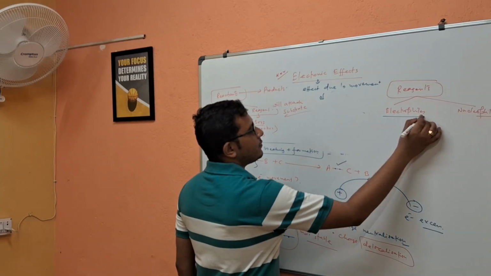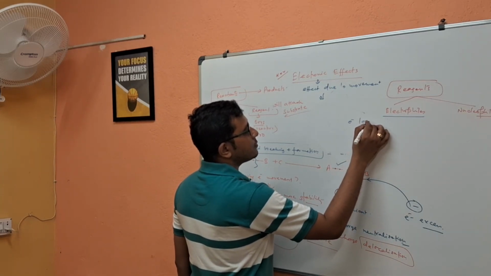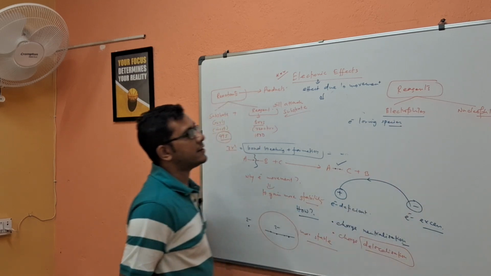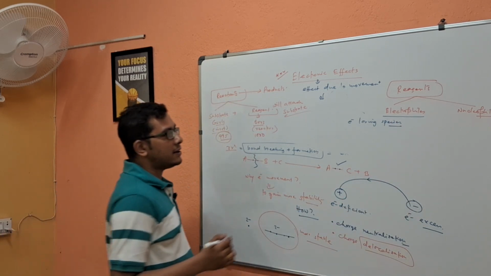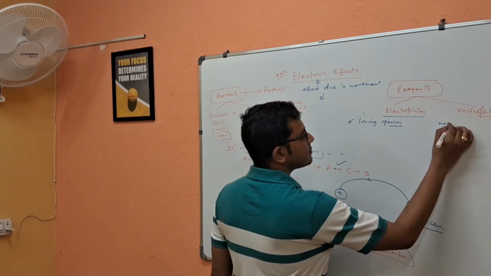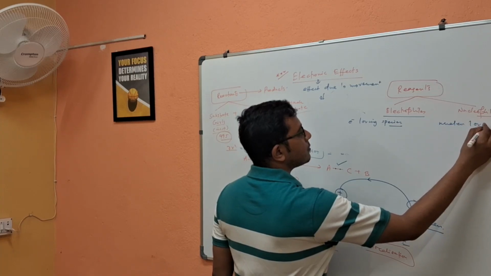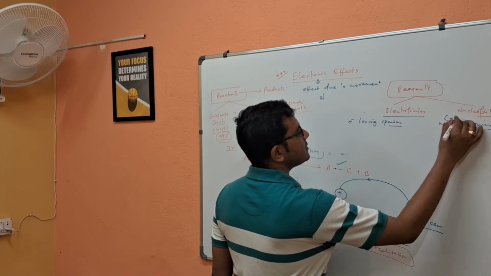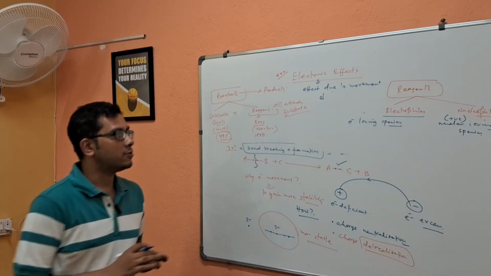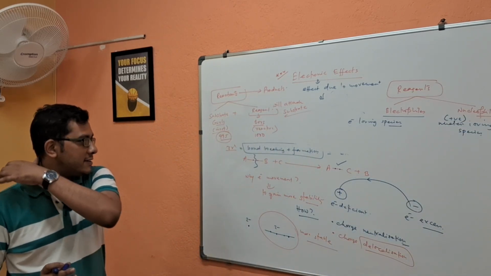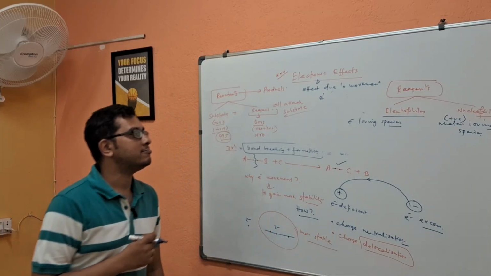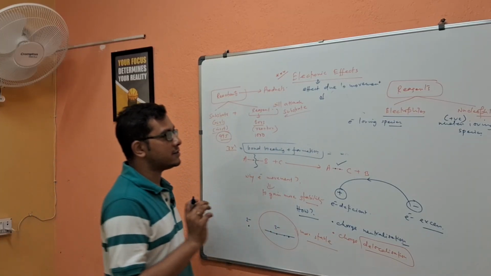So simply, electrophiles means electron loving species. Right? You can just break the name. And what is nucleophile? Nucleophile means nucleus loving species. Nucleus means in this case positive charge. Okay, so these are electrophiles and these are nucleophiles. Now can you tell me which species can be electrophiles?